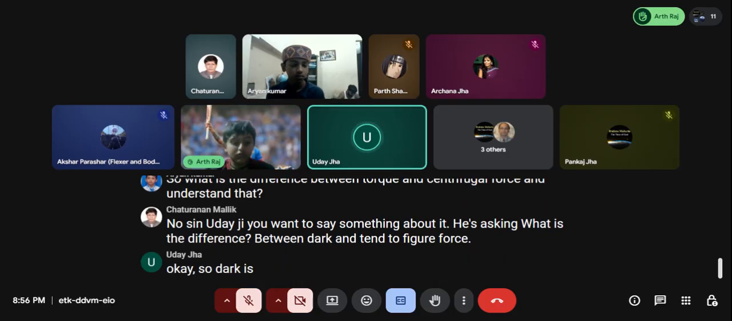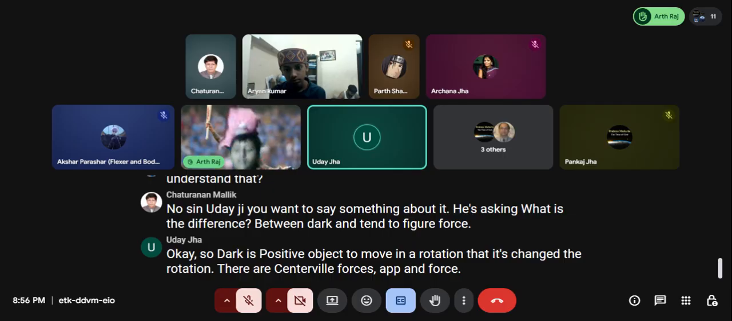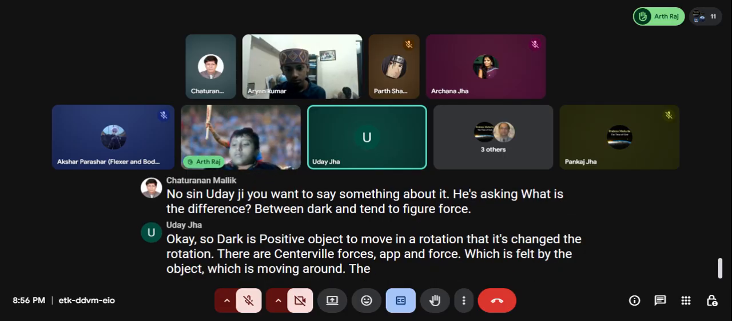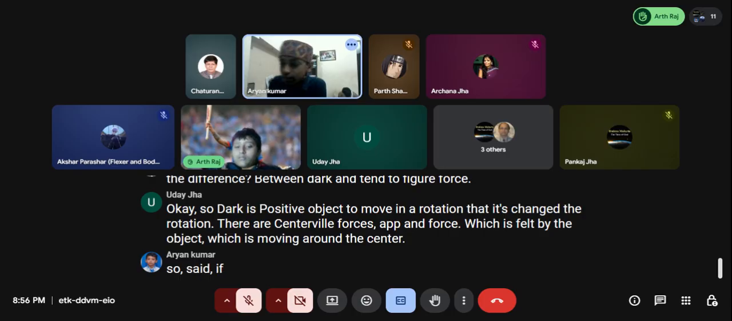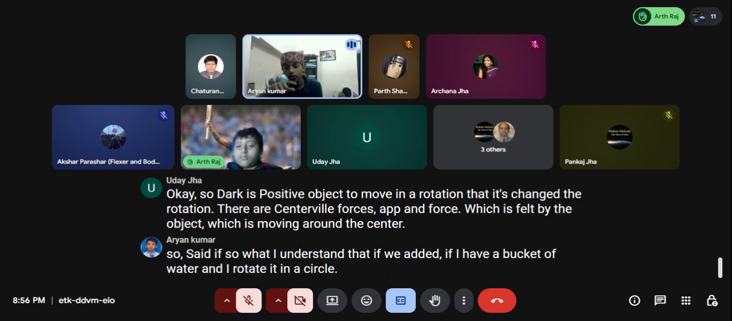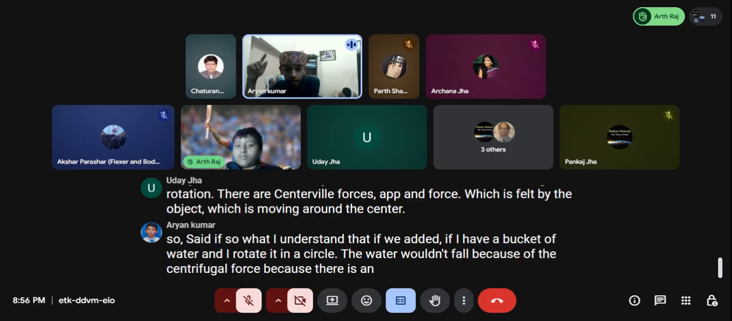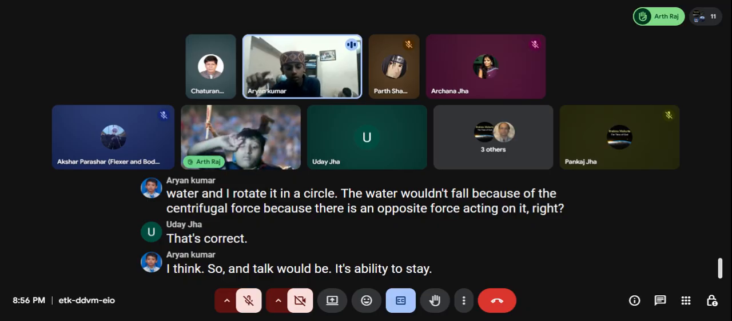Okay, so torque causes the object to move in a rotation, it would change the rotation. Whereas centrifugal force is an apparent force, which is felt by the object which is moving around the center. So what I understood is that if I have a bucket of water and I rotate it in a circle, the water wouldn't fall because of the centrifugal force, because there is an opposite force acting on it, right? I think that's correct. And torque would be its ability to stay in the circular motion.